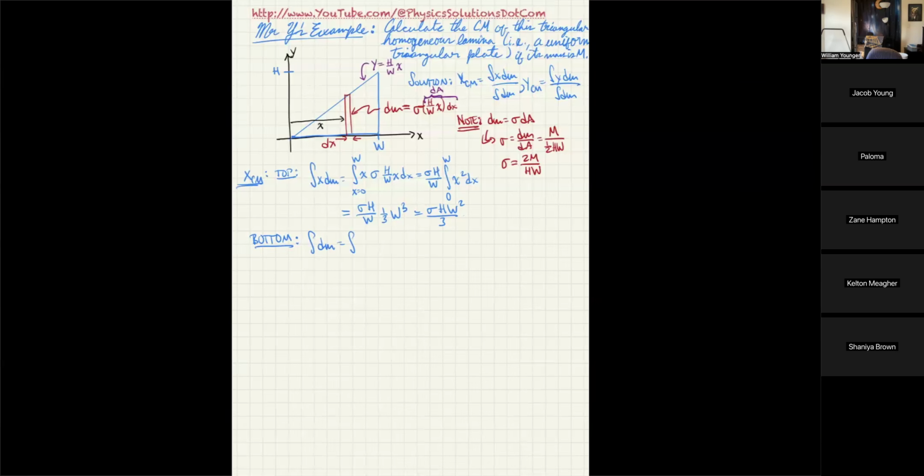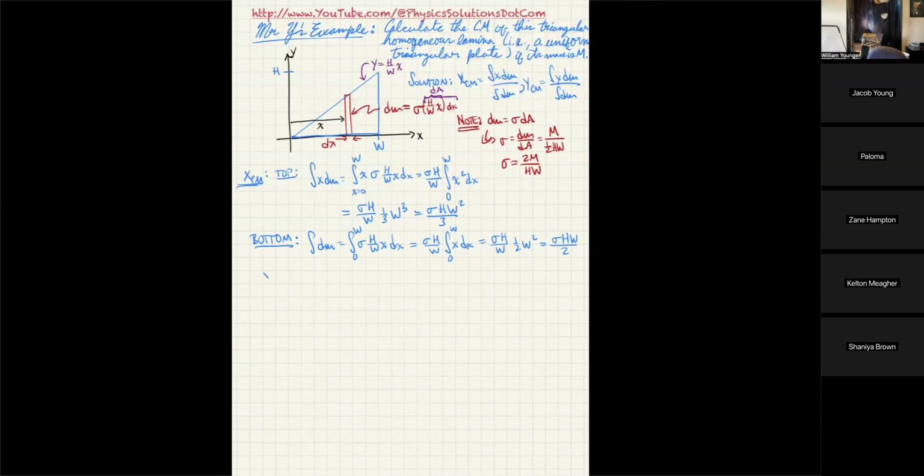All right, so I'm copying the same thing over, without the first x. It's sigma h over w x dx. So that's integrated from 0 to w, and that's going to be sigma h over w times the integral x dx from 0 to w, and the integral of x is 1 half x squared. So this time I really get the 1 half x squared. It's going to be sigma h over w times 1 half w squared. Now you can see that that's going to be sigma h w over 2.